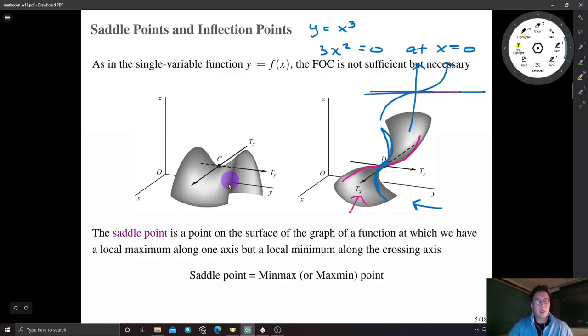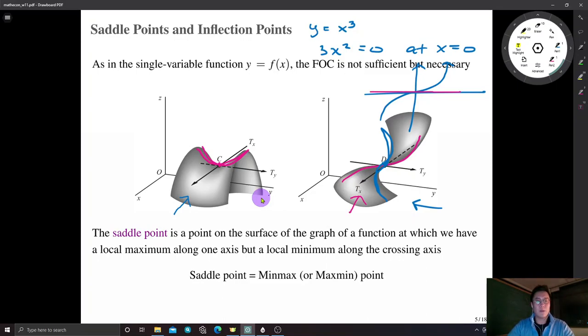Okay? So at point C, the two crossing tangent lines have zero slope. But at this point, nothing occurs. This is not an extreme value point because if we look at this graph at this angle, then the graph looks like this one. It has a U shape. So at point C, we have a global minimum.